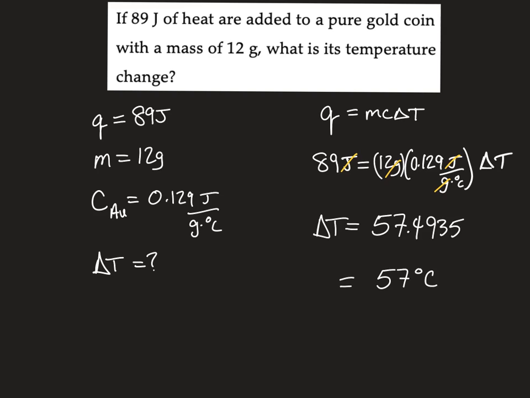But I've got enough information there to know that I'm going to round that to 57 because it's two significant figures, again, based on the information that was given. The 89 joules or the 12 grams both have two significant figures. So my answer can only have two significant figures.